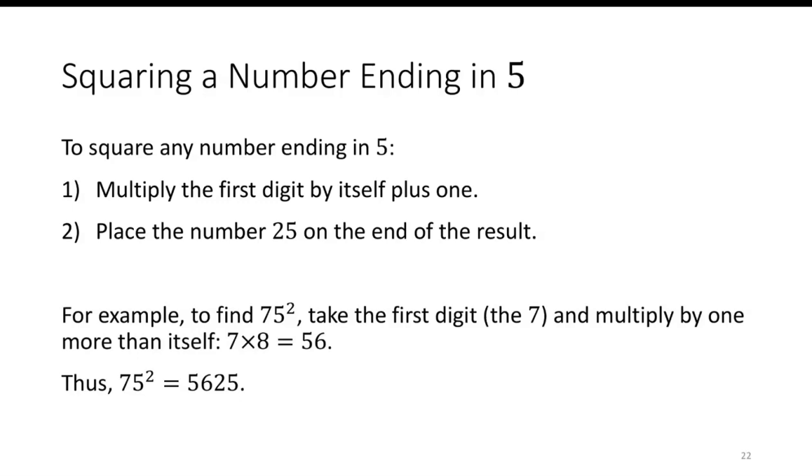So for example, to find 75 squared, I would take that first digit, the 7 part, multiply by 1 more, so 7 times 8 is 56, and then tack on a 25 at the end. So 75 squared is 5,625.